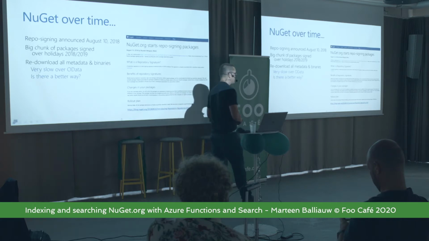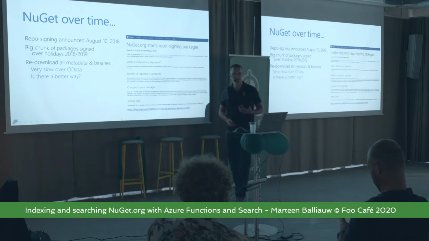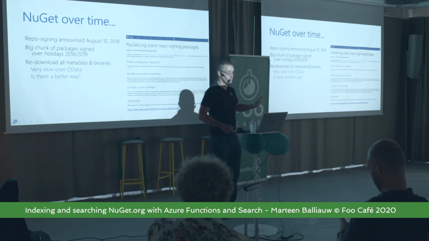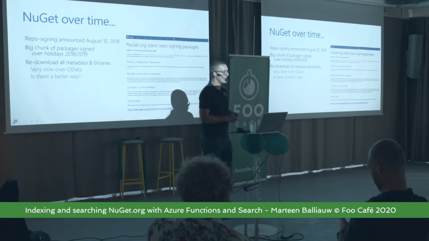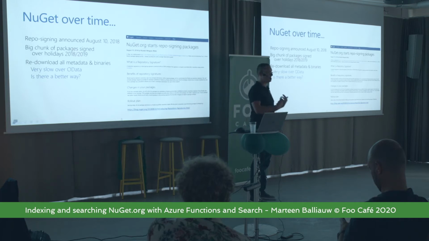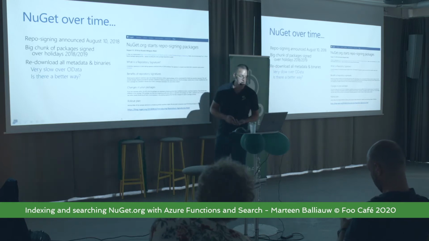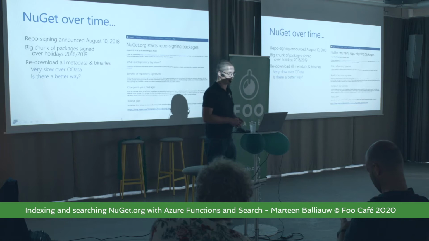Why did we notice this? Because our queue of packages to index was growing tremendously. Because every single package binary that they had on NuGet since the beginning of NuGet, which is 2012, I think, every one of those package binaries was being signed, so the binary changed. All of the last updated dates were updated, so we had to basically re-index everything that was coming from NuGet. And that was a lot of work for our search engine.